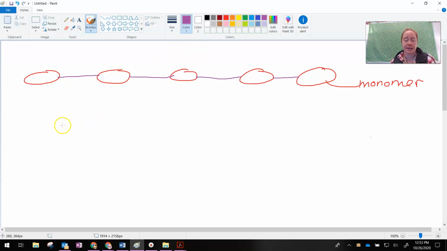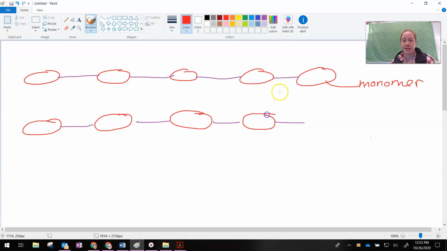Okay, but then I need another set of monomers because eventually I need to draw a cross-linked polymer. Okay, so right now I've got 2 chains. Okay, so that single thing right there is a monomer. This right here is a polymer.